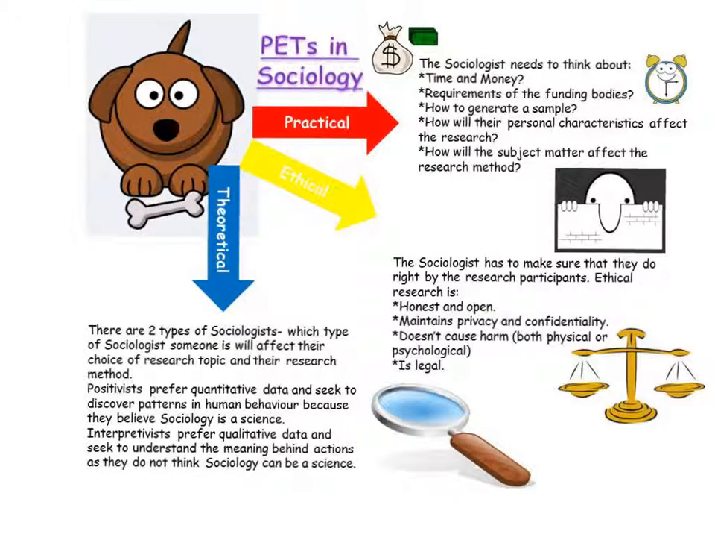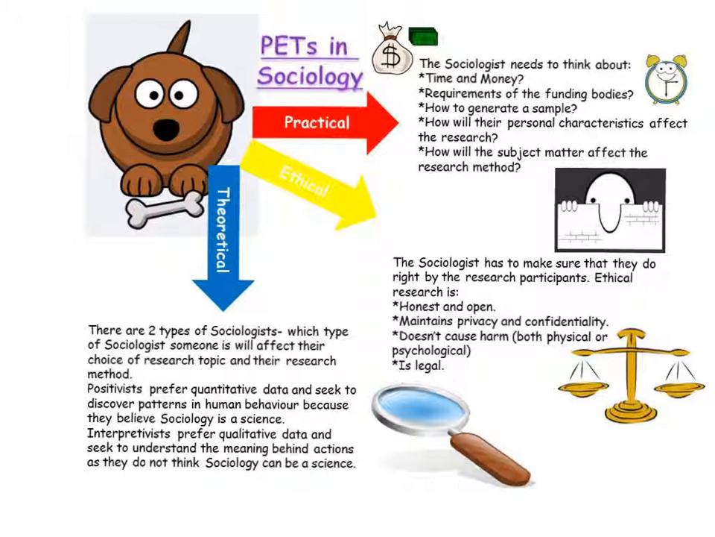So the final part of PETS, once we've looked at the practical, once we've looked at the ethical, is the theoretical. So in sociology, we have 2 types of sociologists, and they both prefer different types of research. Positivists prefer quantitative data. Quantitative data is data that's expressed in numerical forms. And they seek to establish patterns in human behaviour because they believe that sociology is a science.